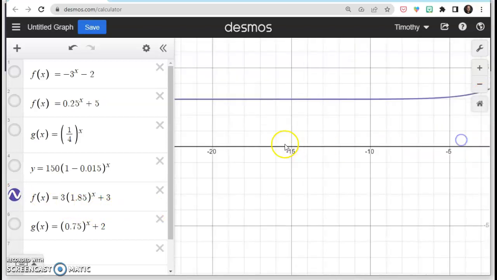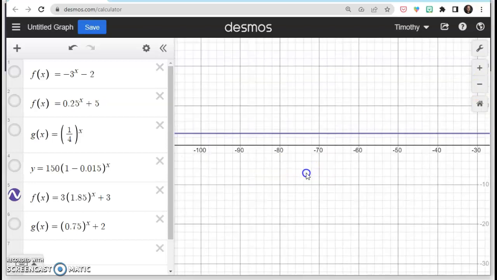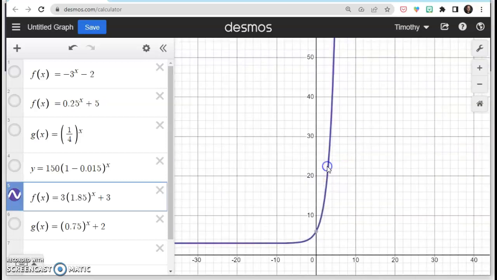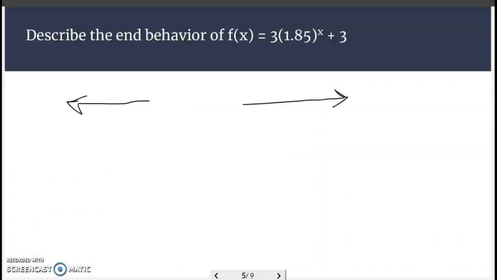All right, as we go to the left forever, see, it just seems to level off, doesn't it? Levels off at y equals 3. All right, looks like we have an end behavior asymptote. But then if we go to the right forever, notice it just keeps going up and up and up and up and up. There we go. All right, so here's how we're going to describe this.